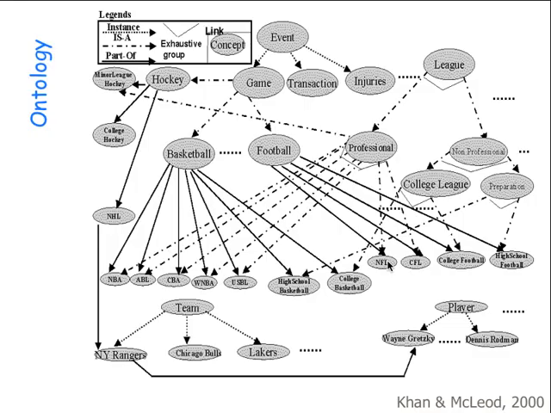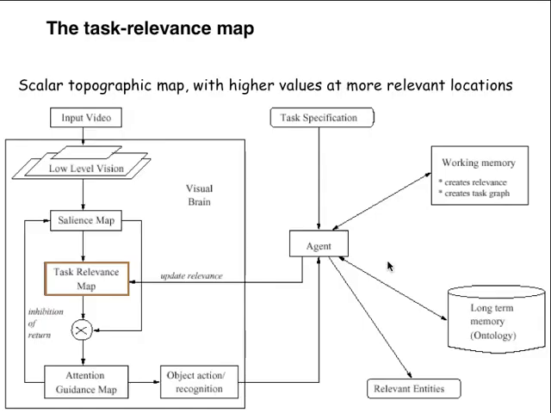Here's an ontology, which is basically a map for football, basketball, professional sports, non-professional sports behaviors. So think of it sort of like a flow chart, if you want to, or a connections map. It's a basic map that's associated with an AI solution for figuring out who's going to win a team sport of some nature. Here's a task relevant map as another example, where we have a user agent out here and a scalar topology here, with higher values for more relevant locations that might be associated with it.